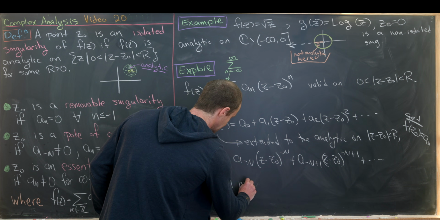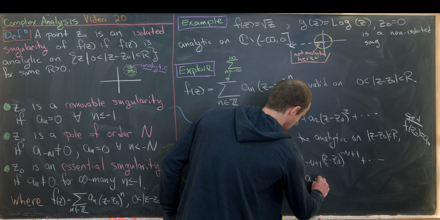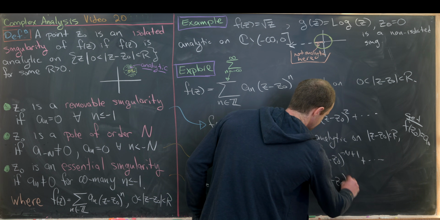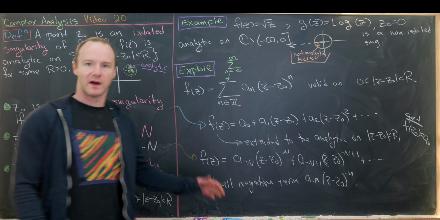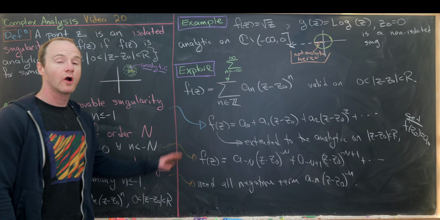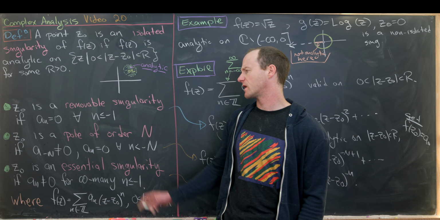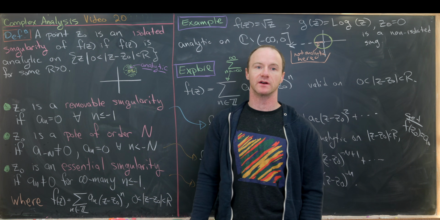So all negative terms, maybe a minus n, z minus z naught to the minus n. And I don't really mean all of them. I just mean we need to go infinitely kind of down into the negative direction. Okay, so that's a nice classification of these types of removable singularities, poles, and essential singularities.